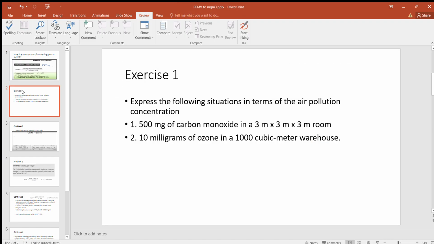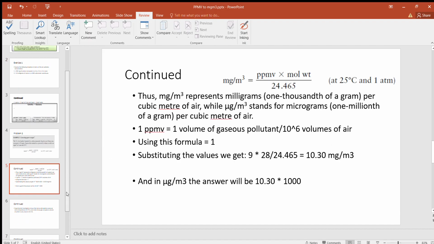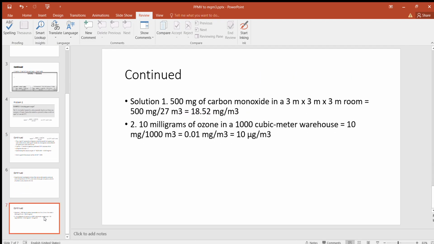Now here we have one of the exercises. For example, we have to express the following situation in terms of air pollution concentration. We have 500 milligrams of carbon monoxide in a 3 by 3 by 3 meter, that is 27 cubic meter room, and then 10 milligrams of ozone in a 1000 cubic meter warehouse. So this is the volume of the house. Now for solving this, this is my solution here.